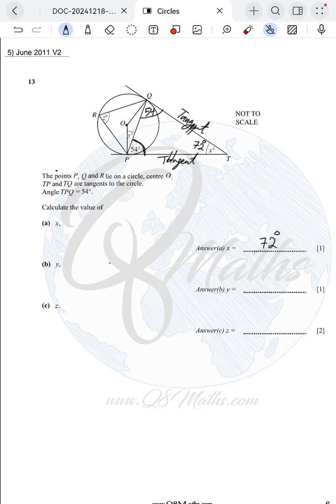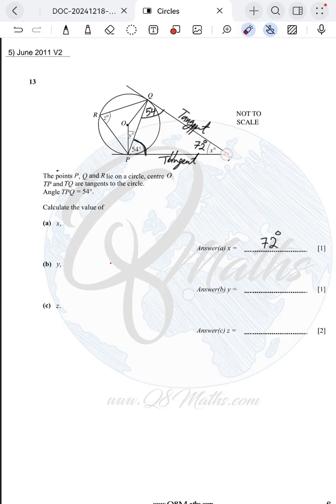Okay, look at this part. TP is a tangent, PO is a radius. The angle formed between a tangent and a radius is a right angle. So the angle between the tangent and the radius is a right angle. That means it's equal to 90 degrees. So 54 plus what gives us 90? Plus 36. So Y equals 36. So Y is 36 degrees.